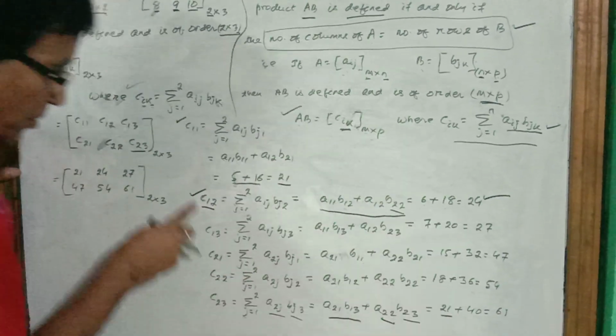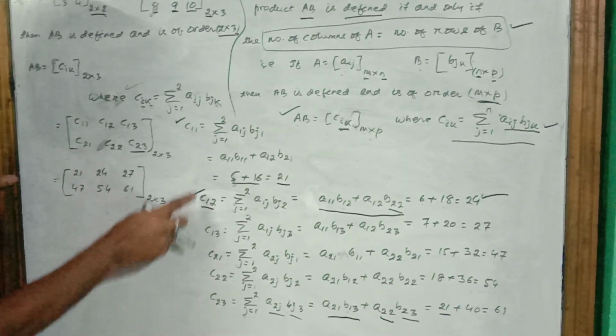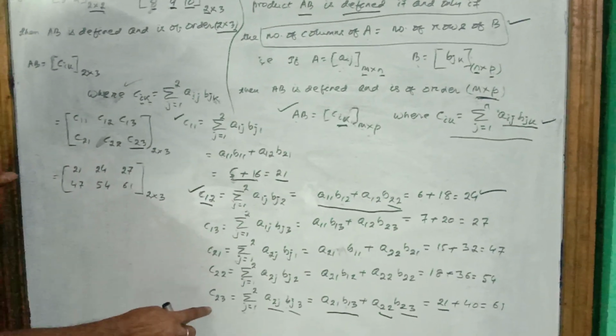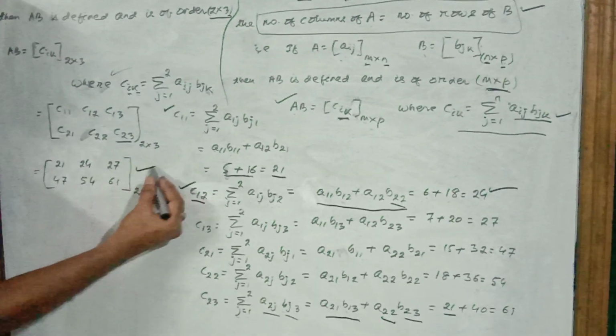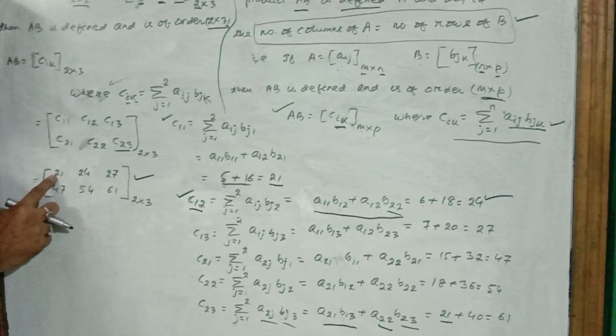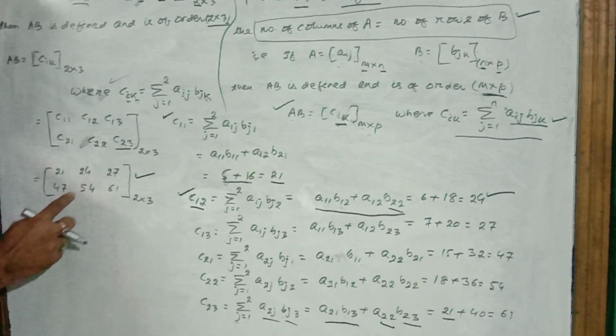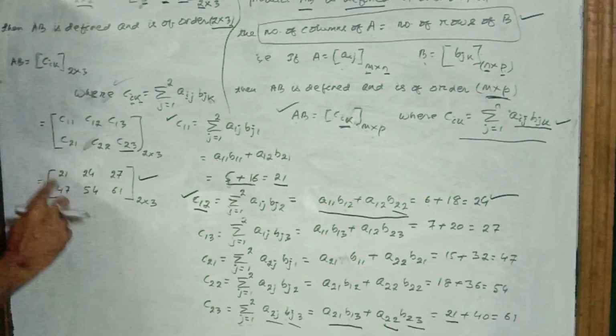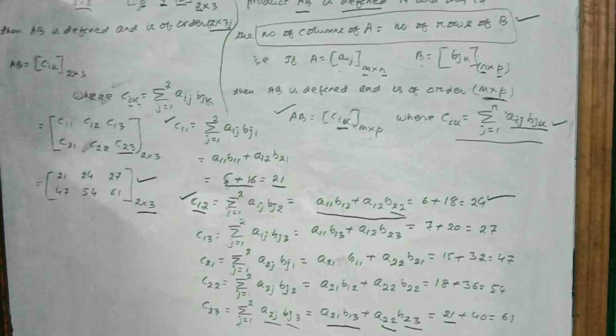Hence, on substituting the values of C11, C12, C13 up to C23, we are getting the product of matrix AB as 21, 24, 27, 47, 54, 61, which is of order 2 cross 3.